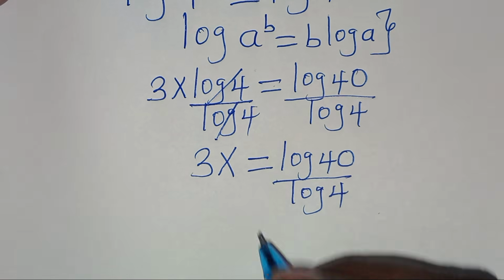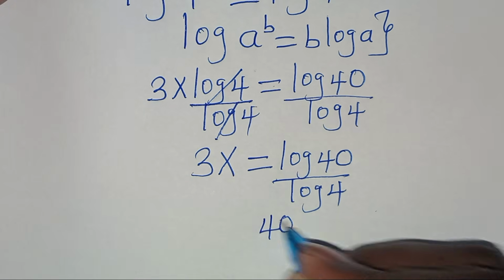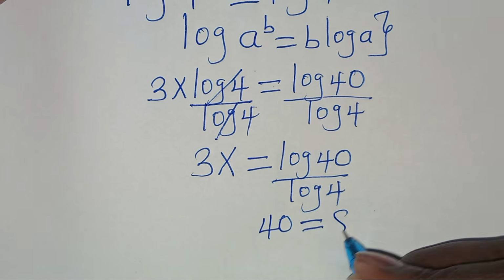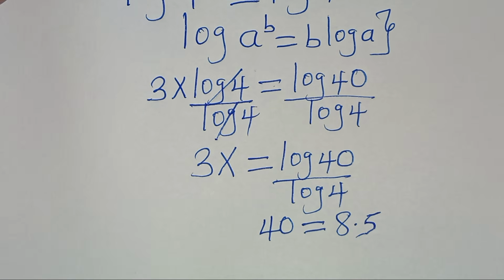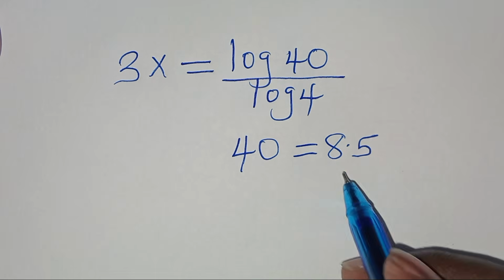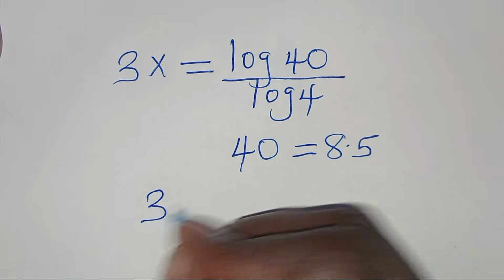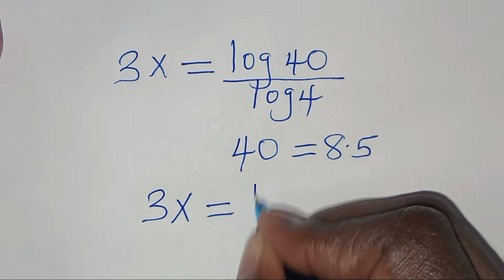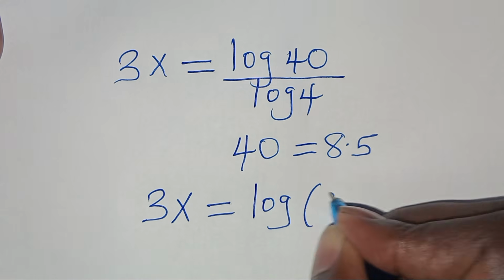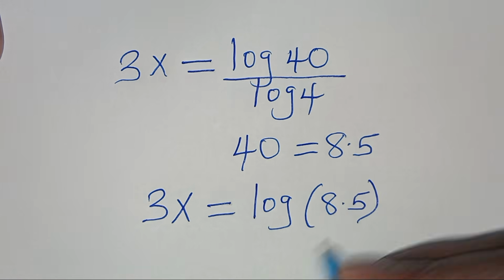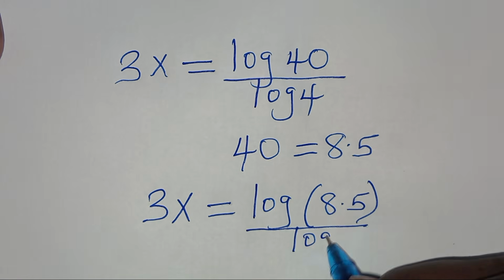Now we can express 40 as the same thing as 8 multiplied by 5. Now let's substitute 40 with 8 times 5, so that we have 3x equal to log of 8 multiplied by 5, everything here, divided by log 4.